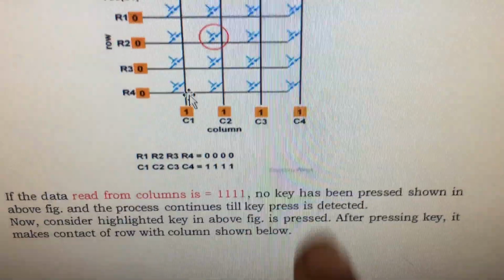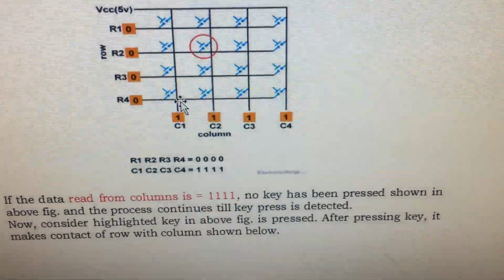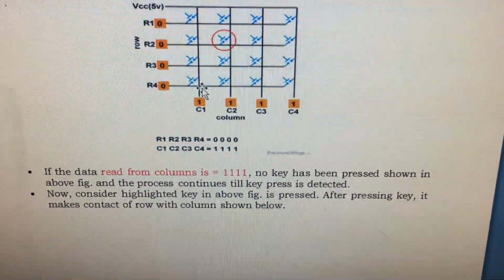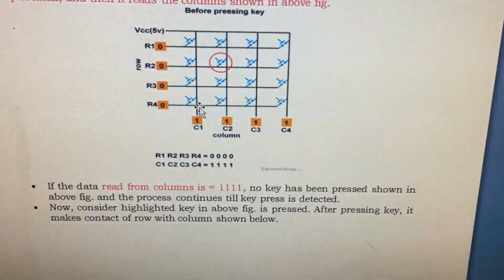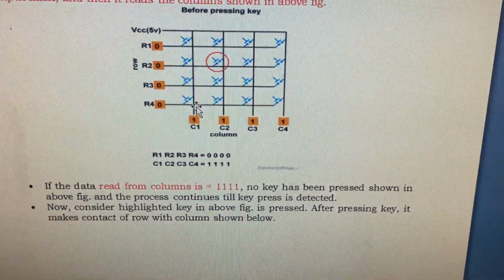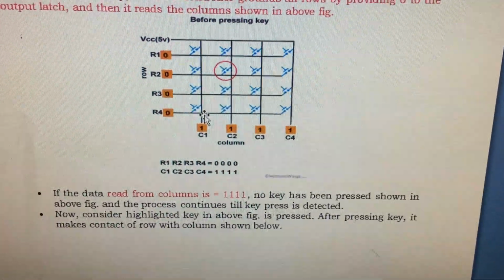Initially, all the rows R1, R2, R3, R4 are 0 0 0 0, and C1, C2, C3, C4 are 1 1 1 1 because no key is pressed. I should keep on reading the columns every time. As long as I find all the columns C1, C2, C3, C4 with the value 1 1 1 1, it is assumed that no key is pressed.